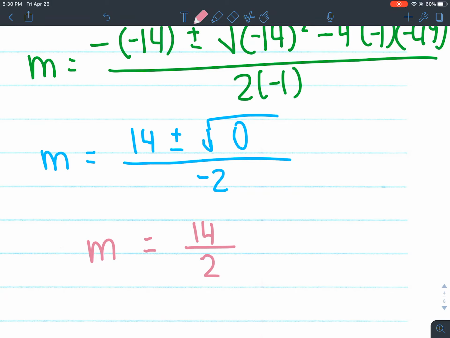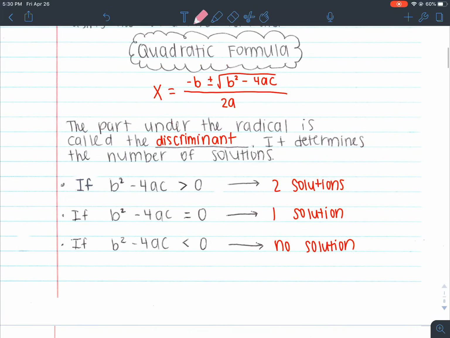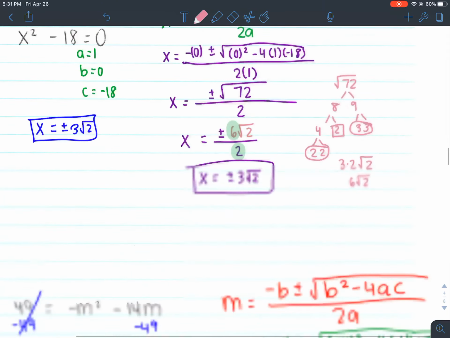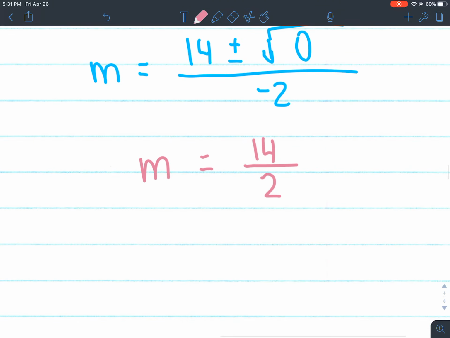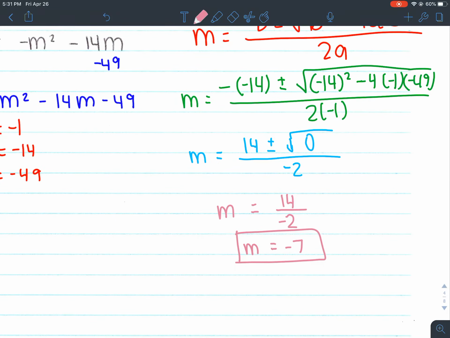Now, remember at the very beginning of our notes, we said if the discriminant is 0, how many solutions are we going to get? Let's look. If my discriminant is 0, I'm going to have 1 solution. So, let's see if that's true. I just have 14 divided by negative 2 here, which simplifies to m equals negative 7. So I only have 1 solution here. I have no plus or minus, so nothing. Not nothing. 1 solution. So I only have 1 here.